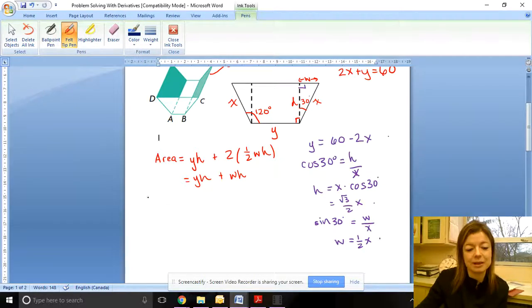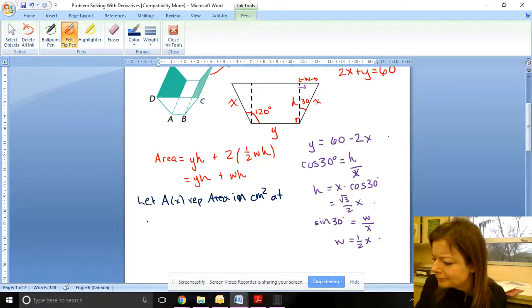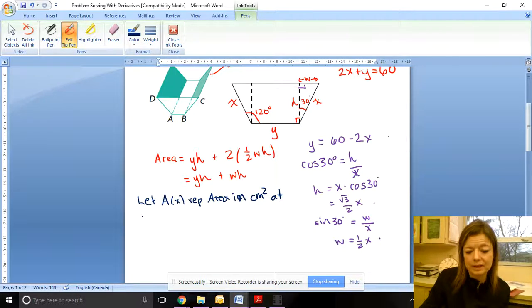So now we can start and create our function. So we'll say let A at x represent area in centimeters squared at, what should we call that? We'll call it like angled side length.